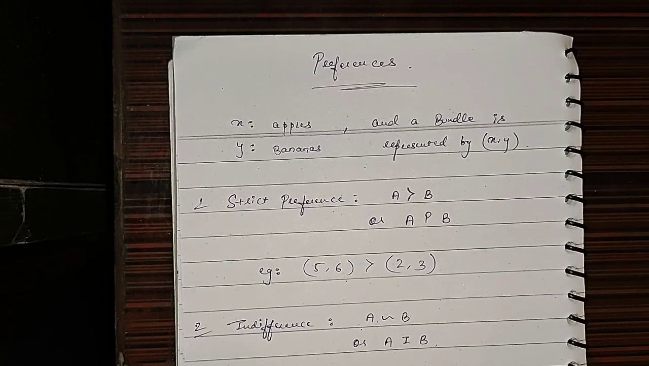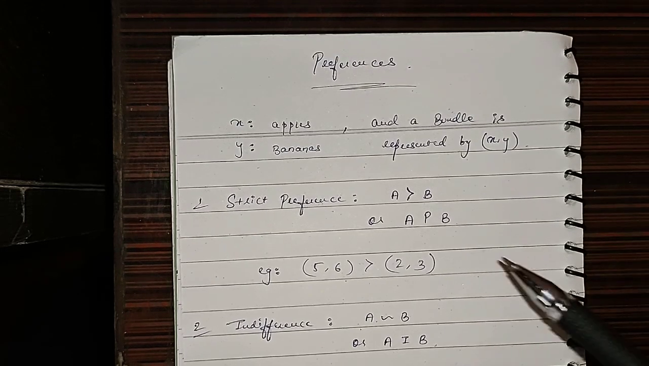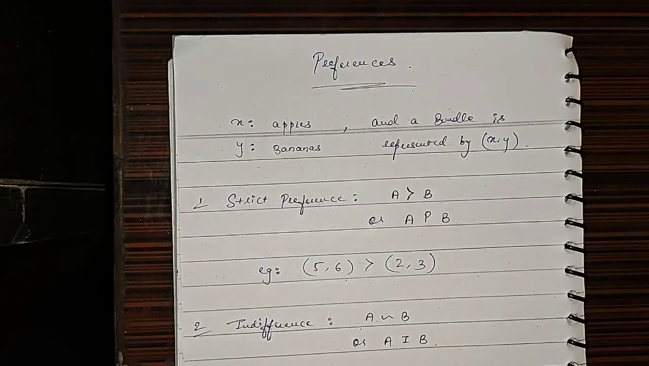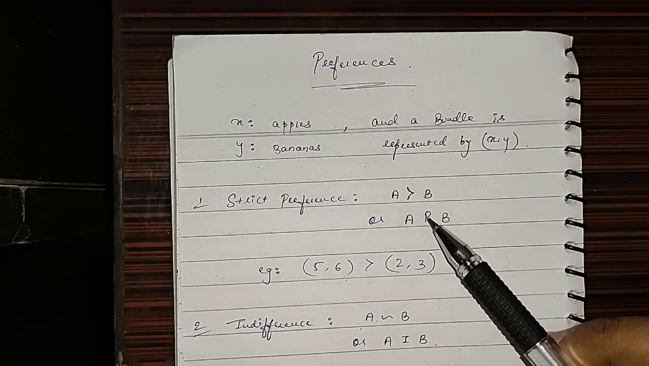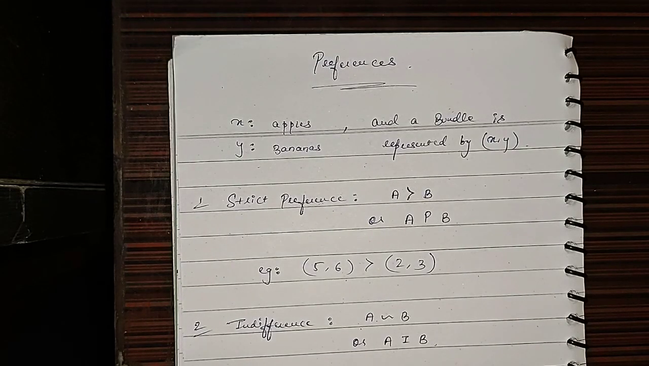Starting first with strict preference, as the name itself suggests, the consumer is strictly preferring something over the other entirely. Suppose we have two bundles, A and B, and a consumer says that he strictly prefers A over B. Then we can symbolically represent it like A strictly preferred over B, where this sign is of strict preference. Or we can use a P in between A and B, where P also denotes that the consumer is strictly preferring A over B.